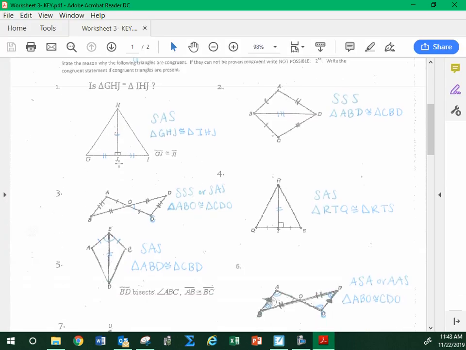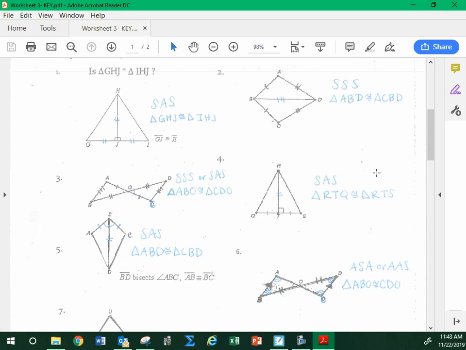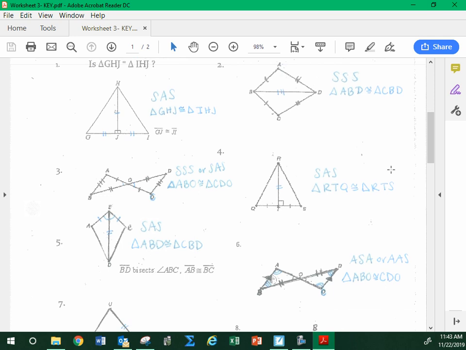So for number 1 here, they only gave us that these are congruent, so we have side and side. Okay, so go ahead and double check these.